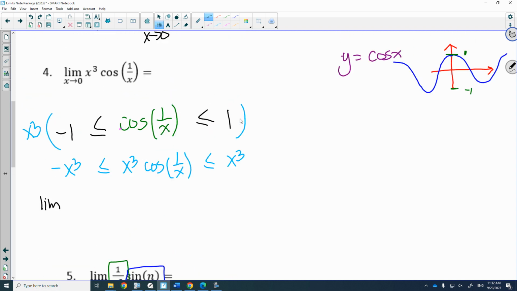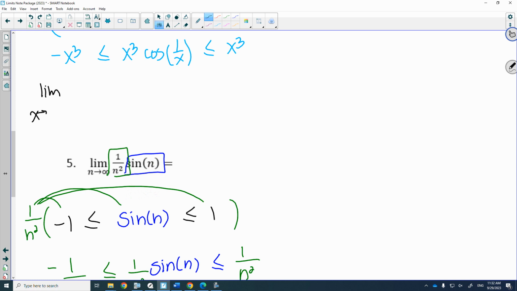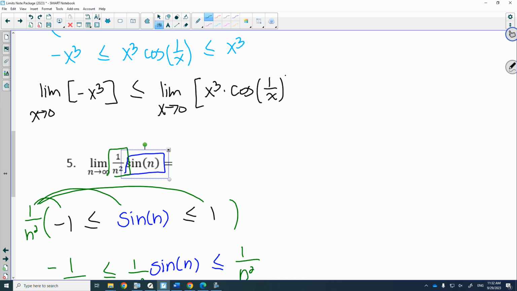This one, x is approaching 0. Do your direct substitution. Maya, what would the limit of that function be approaching? 0.